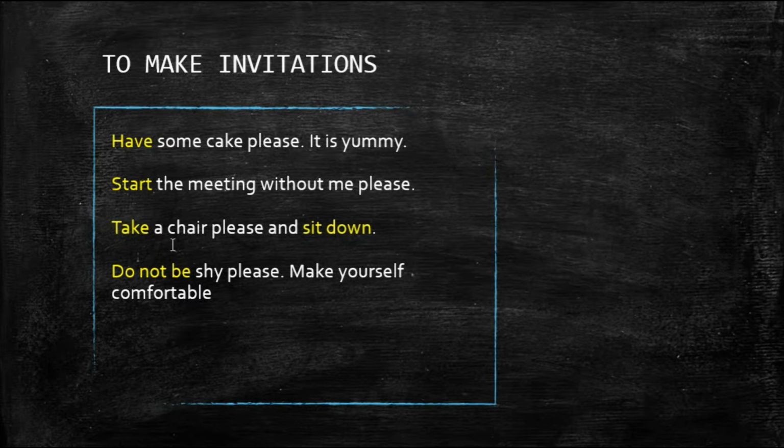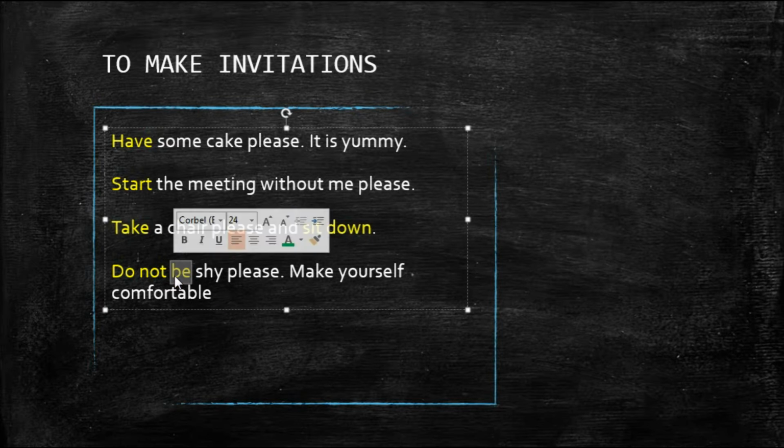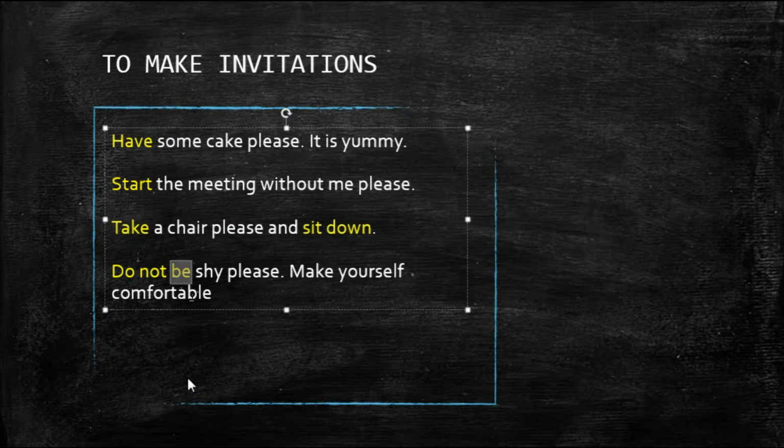My last one is, someone is shy and uncomfortable, and you say, don't be shy, please. Make yourself comfortable. Don't be, so this is my negative imperative. My main verb here is be, right? Be is a verb. So don't be shy. Shy is my adjective here. Please make yourself comfortable. So this is another way of using the imperative, and it's pretty useful actually. I hear this every day, right?